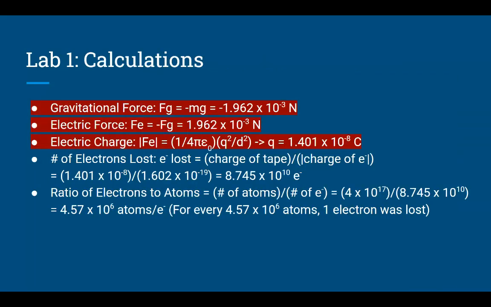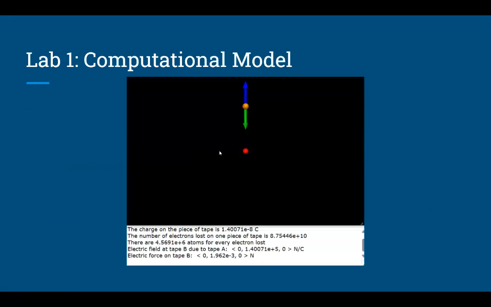So the red stuff is the important stuff that we calculated for lab 1, primarily the electric charge right here. This is the main value we want to know. And then this was our computational model for lab 1. This rounds up to 1.401, and none of this other stuff really matters.